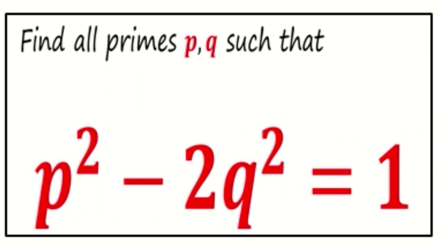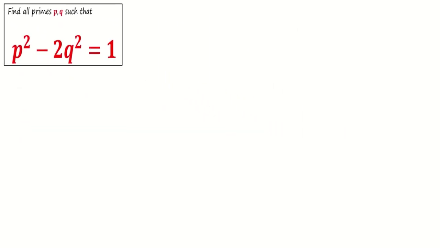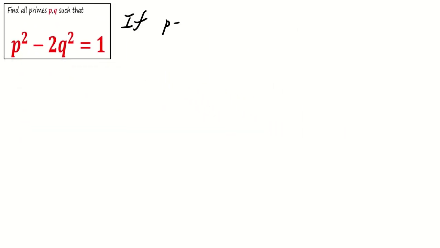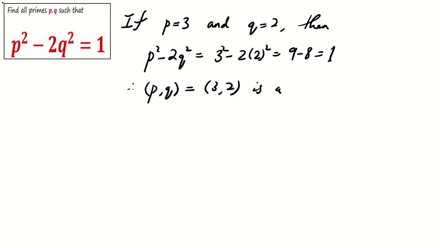The general advice is to try small values of prime numbers. Obviously, in this case, p is an odd number. So if p equals 3 and q equals 2, then p squared minus 2q squared is 3 squared minus 2 times 2 squared, which is 9 minus 8, and it is 1. Therefore, (p, q) equals (3, 2) is a solution to the equation p squared minus 2q squared equals 1. So how about other solutions?